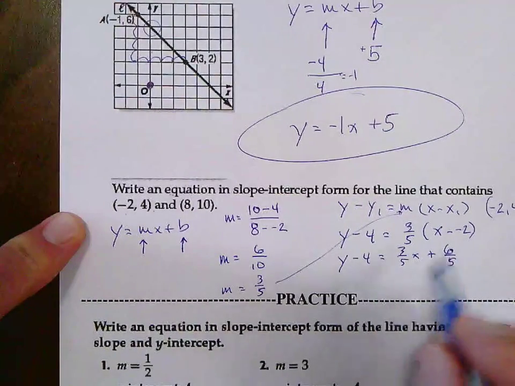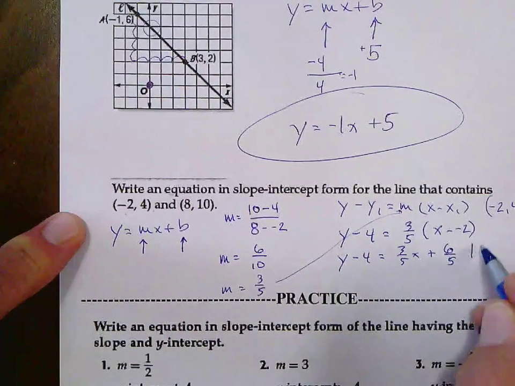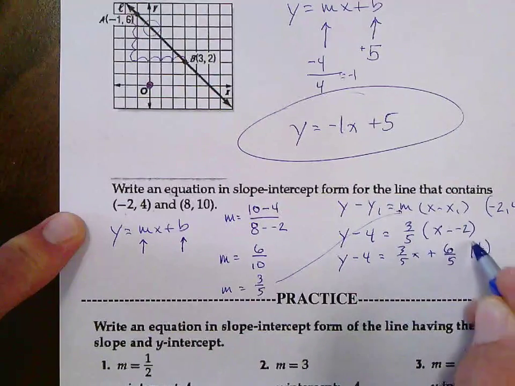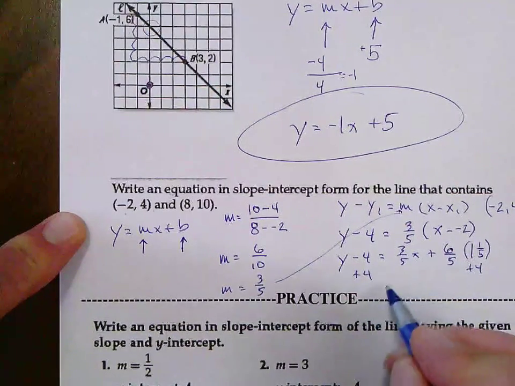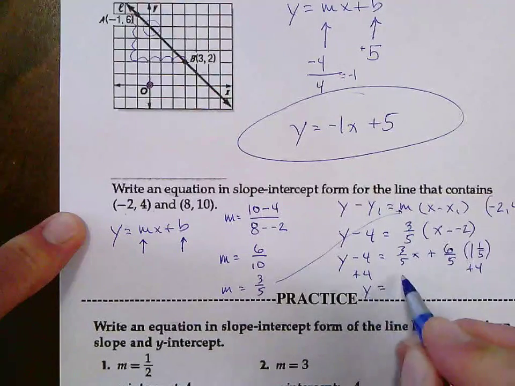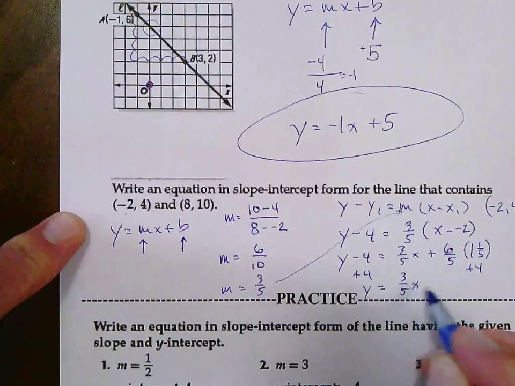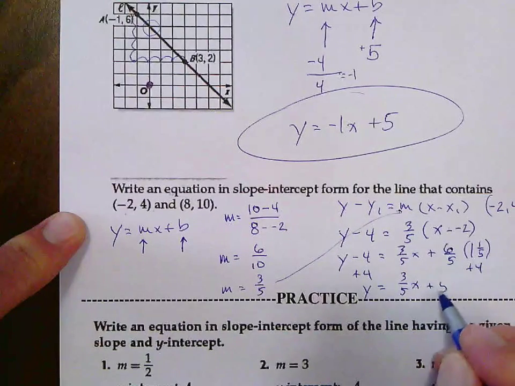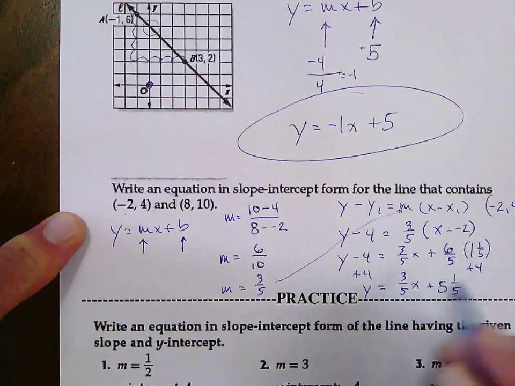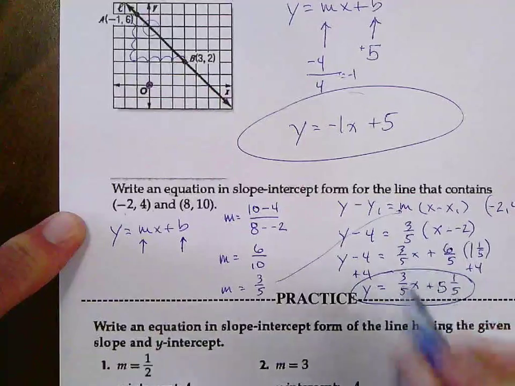And then I'm going to change this. 6/5 is also 1 1/5, correct? And then all I'm going to do is add 4 to it. So your simplified expression here is y equals 3/5 x plus, 1 1/5 plus 4 is 5 1/5. And that is slope-intercept form. Y equals mx plus b.